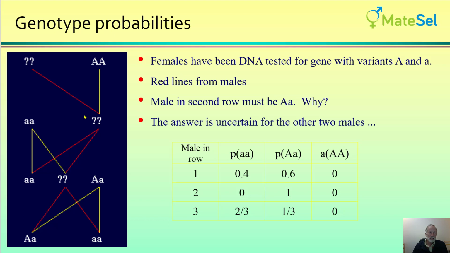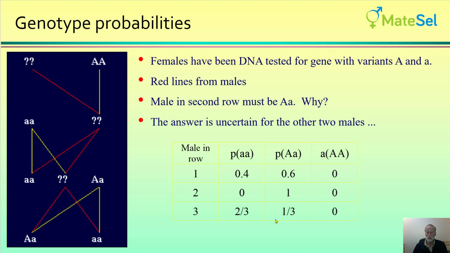In some cases, we do not have knowledge of the genotype of an individual, and we can infer it from the genotypes of other individuals or other information such as phenotypes. So in this case, we know that this individual in the second row must be big A, little a, because it must have received a big A from its mother, and it has given a little a to one of its offspring. And so here, the male in row 2 has a 100% chance of being a heterozygote.